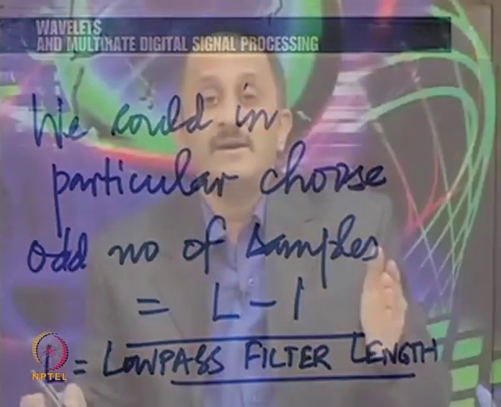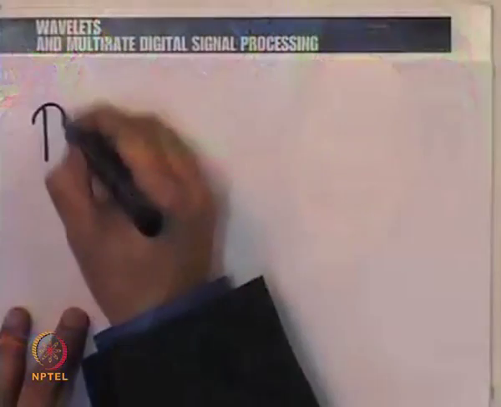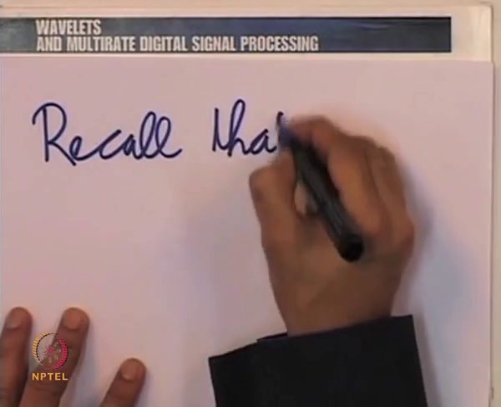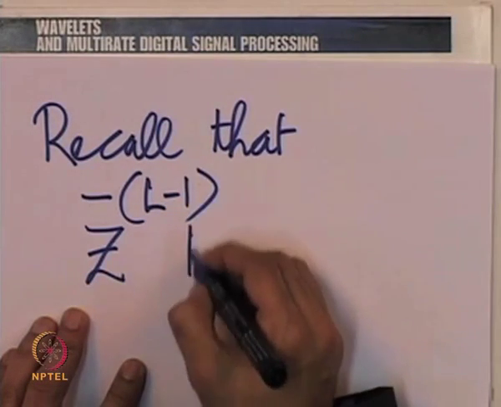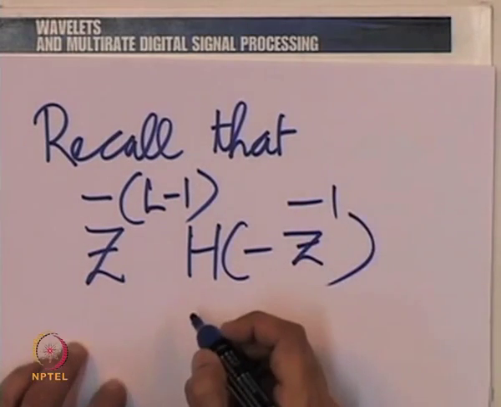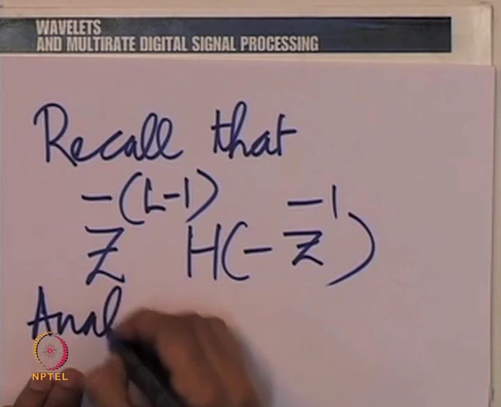So, for example, for a Daubechies 4, or in other words, a Daubechies filter bank where the length of the filters is 4, L is equal to 4. And if you recall, L minus 1 is the delay that we need to introduce once we have replaced H(z) by H of minus z inverse to get the analysis high pass filter. What I am saying in effect is, recall that z raised to the power minus (L minus 1) times H of minus z inverse is essentially the analysis high pass filter.